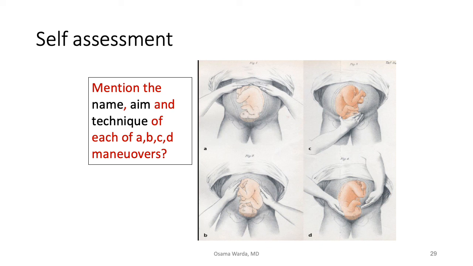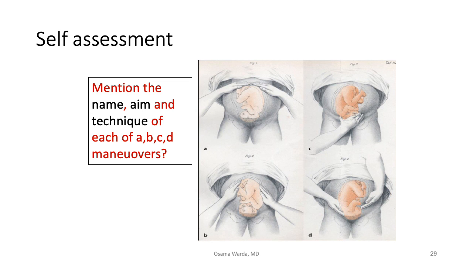A, what is this maneuver? It's a fundal grip. Its aim is to identify the fetal part occupying the upper segment. B is the umbilical grip, to identify the fetal back position. C, first pelvic grip. Identify what? Which part is occupying the lower segment, and engagement. Good. D, the second pelvic grip, to identify fetal head attitude.